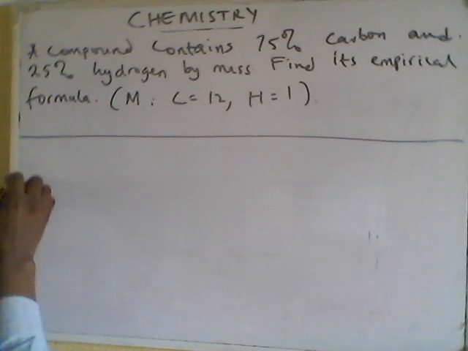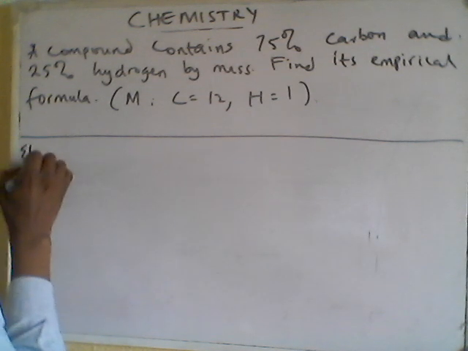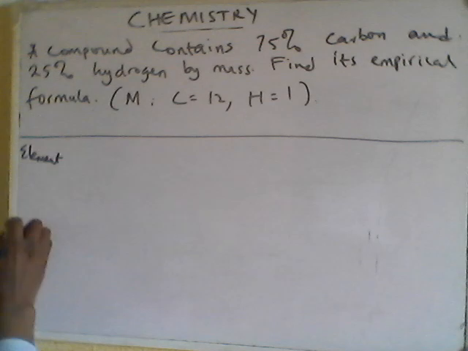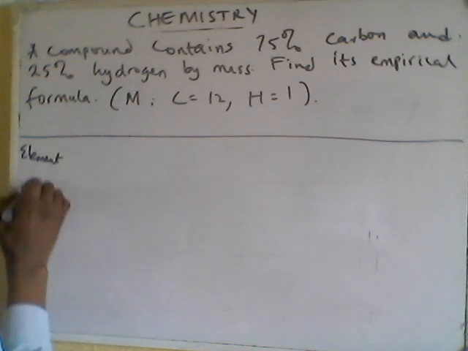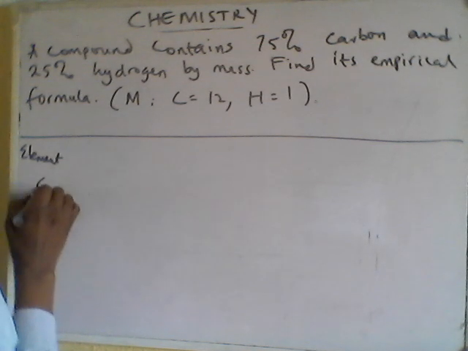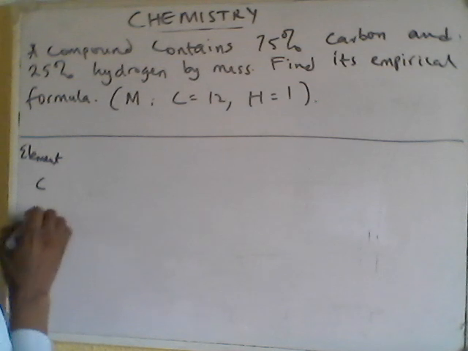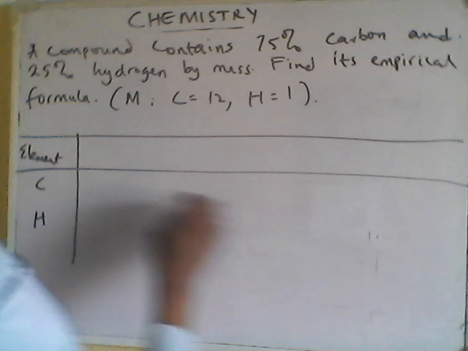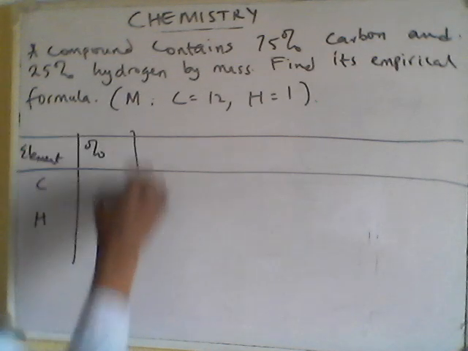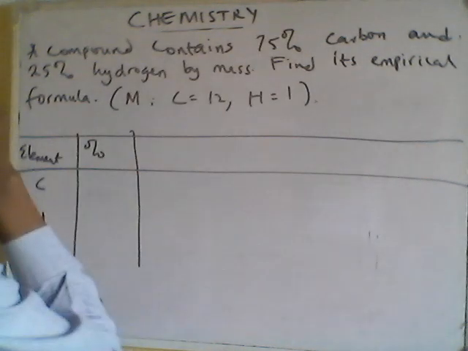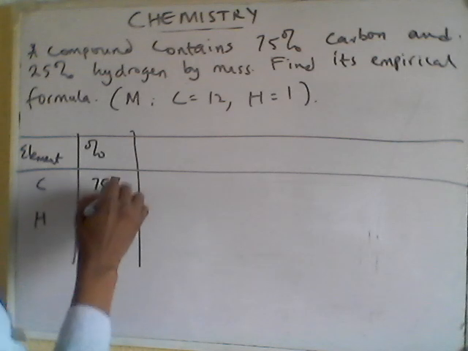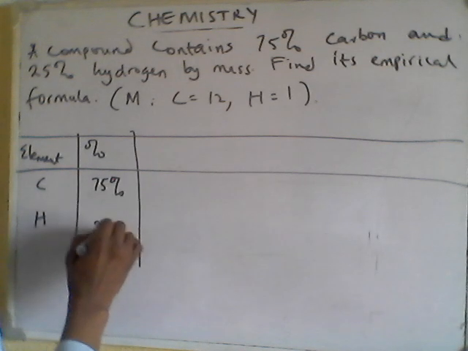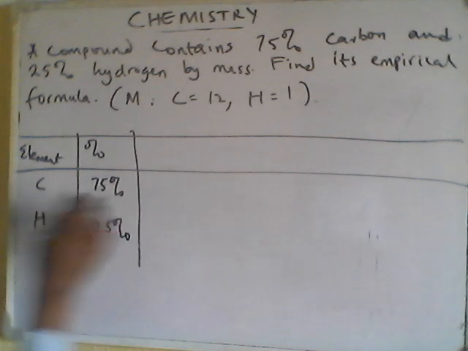The first one here is to write out the element. So I have carbon, and I have hydrogen. The next thing is to get the percentage composition. For carbon, I have 75%, and hydrogen is 25%. Note how the two combined give me 100%.